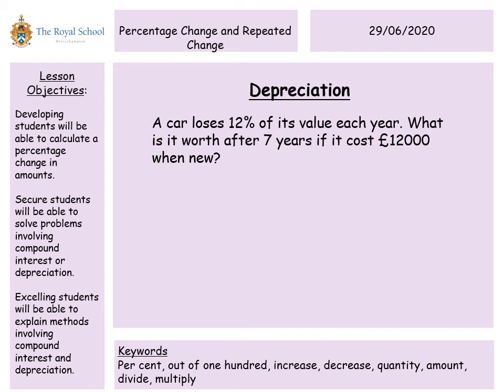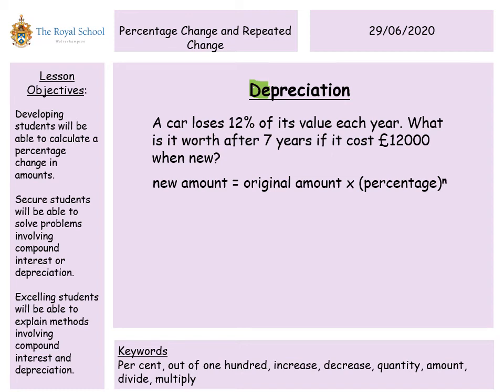So in this case, this is called depreciation, where the percentage decreases each time. So you can see the D at the start of it for decreasing. So a car loses 12% of its value each year. What is it worth after 7 years if it cost £12,000 when new? So it's exactly the same formula. We've just got to be aware when we look at our percentages that we are decreasing this time.